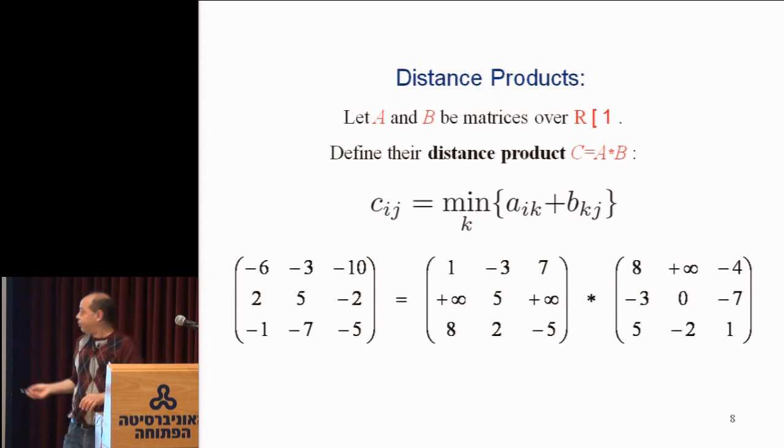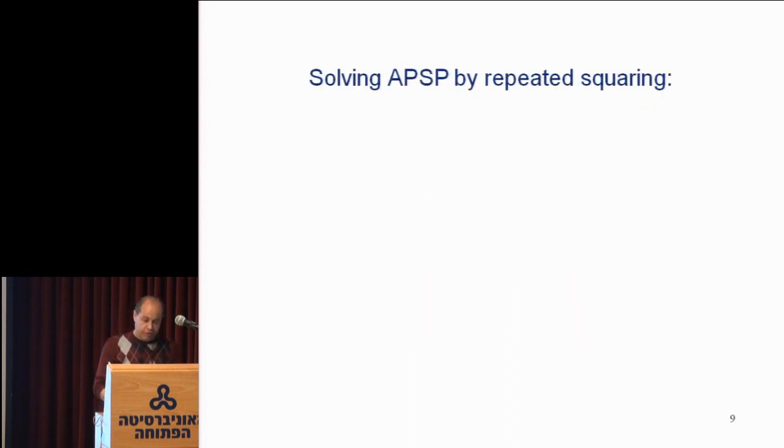So here's an example. The two matrices here on the right are being distance-multiplied to achieve the matrix on the left. Why is there a minus 6 here? Because minus 3 plus minus 3 is less than 1 plus 8, and it is less than 7 plus 5. Okay, so this is a simple definition.